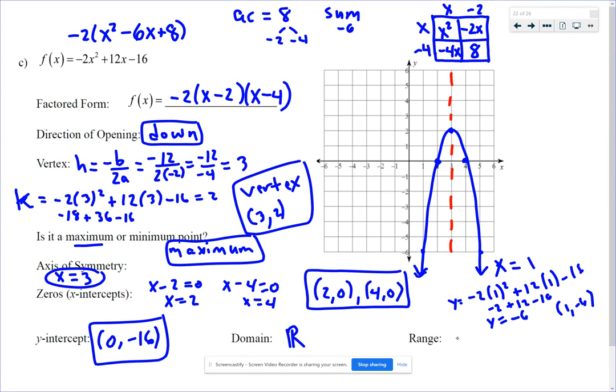We need to fill in the range though yet. The range is all y values from 2 and below. So less than or equal to 2. We've got y values that are less or equal to 2. Okay? Y is less or equal to 2. If you wanted interval notation, we would have to go negative infinity to 2 if you need the interval notation. Okay? This would be fine right there. And we've answered all the questions. Done.